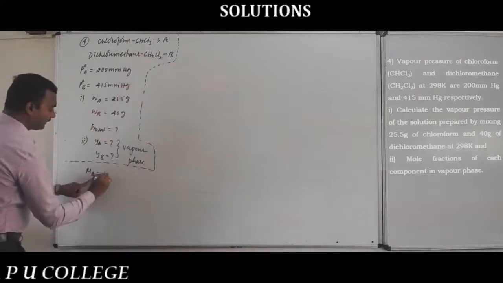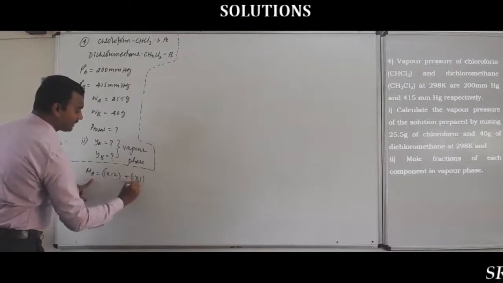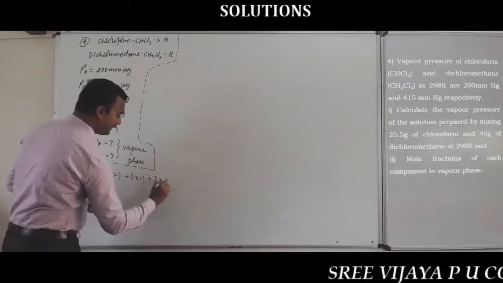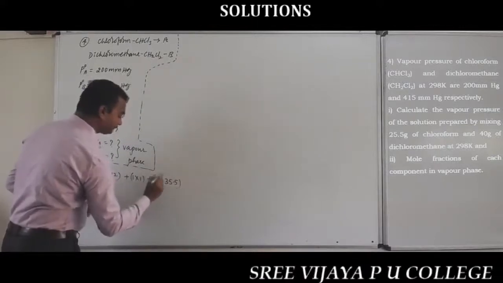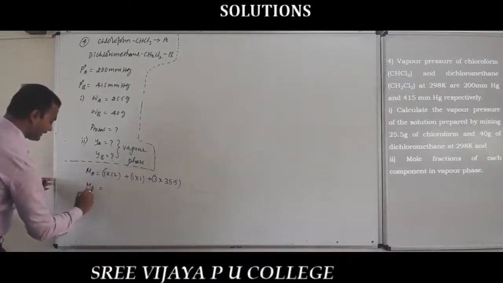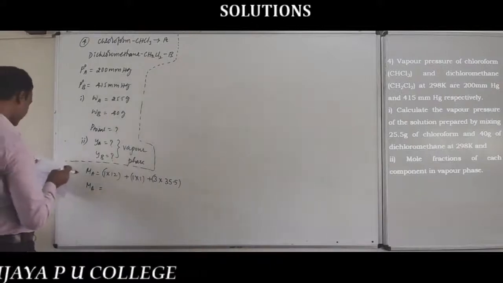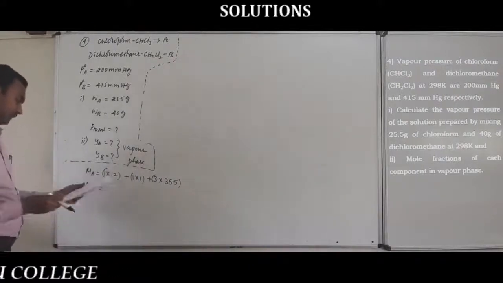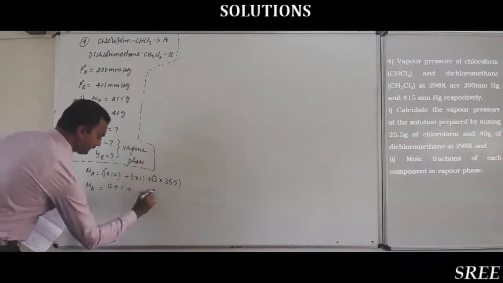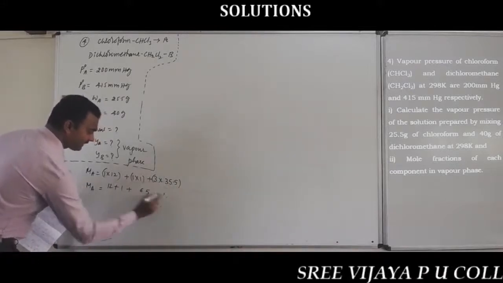Chloroform: carbon 1 into atomic mass 12, plus hydrogen 1 into atomic mass 1, plus chlorine 3, the atomic mass of chlorine being 35.5. Atomic number is 17, atomic mass is 35.5. That is MA, the molecular mass of chloroform. So how much is that? Add: 12 plus 1 plus 5 3s are 15, so 16, again 1 3 is 9, plus 1, 10.